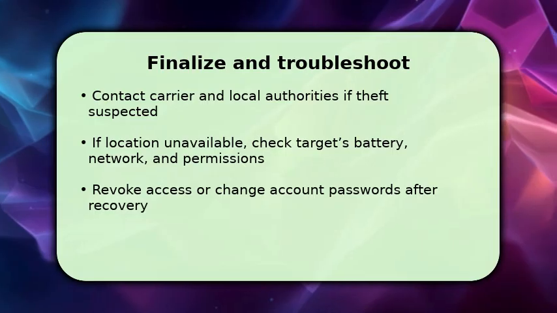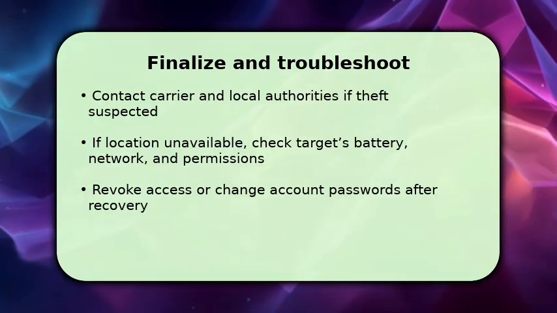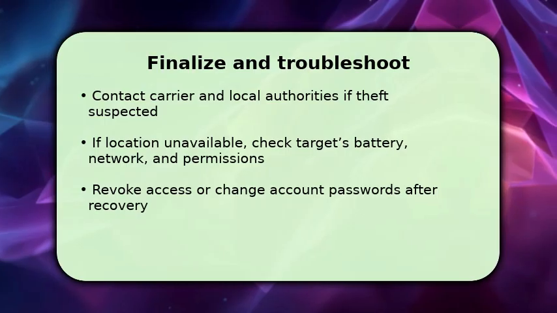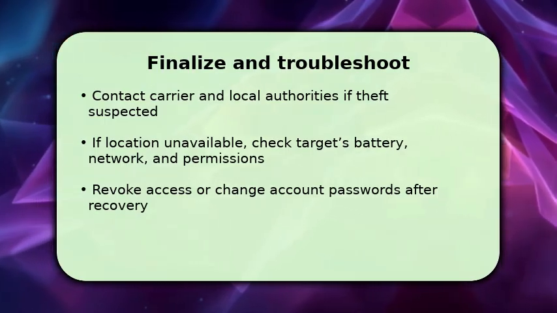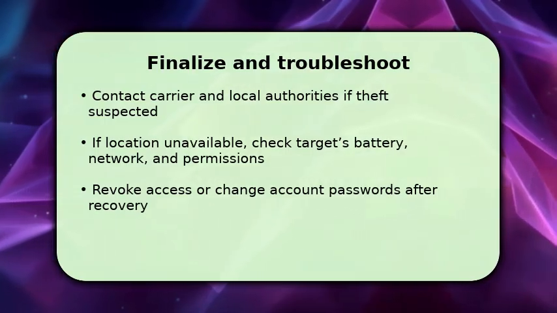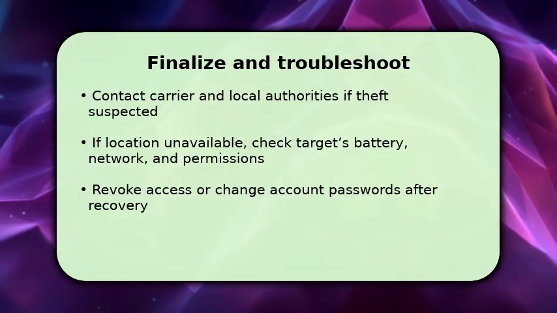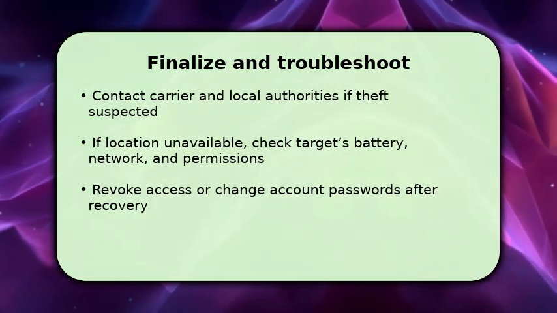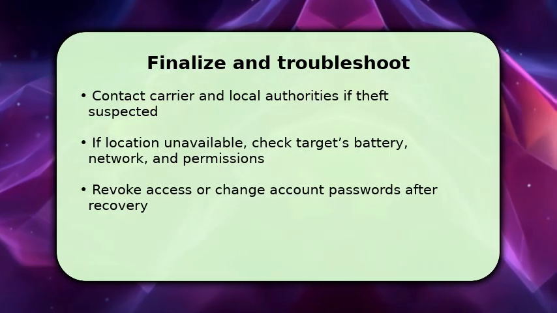If tracking failed, one key troubleshooting tip: check whether the phone's battery died, airplane mode engaged, or location services were turned off. These explain most failures. If theft is likely, escalate to the carrier and police while preserving tracking evidence.